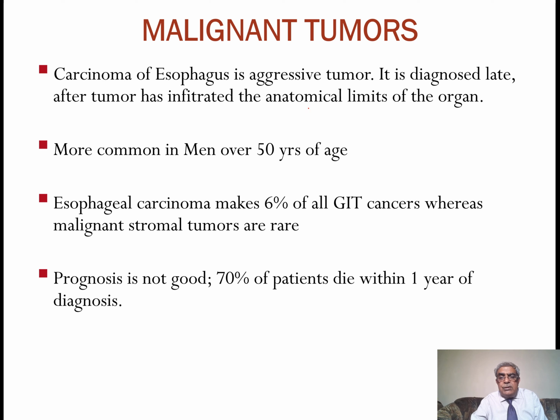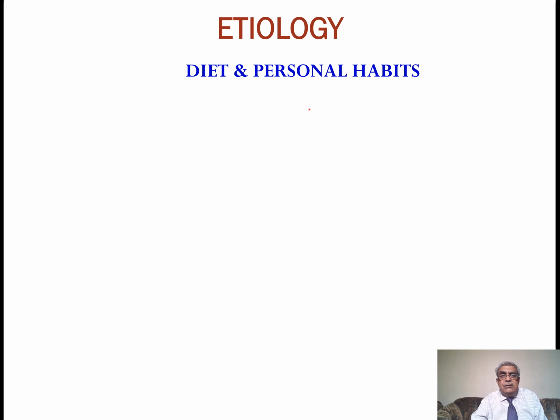Prognosis is not good. 70% of the patients die within 1 year of diagnosis because the tumor has already passed through the limits of the esophagus when it is diagnosed. 5-year survival rate is seen in 5 to 10% of cases. Etiology, diet and personal habits, very important.